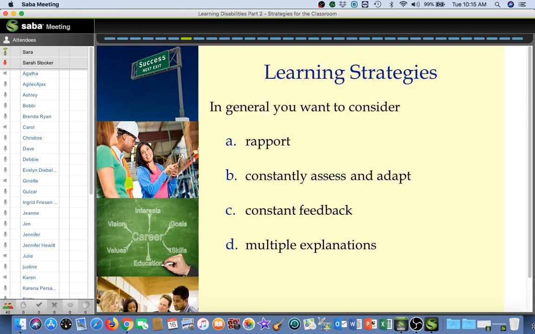Next is constant feedback, and that's really important. Discuss strategies on an ongoing basis and build it into the routine. And we'll be talking about that a little bit as we go through. And offer multiple explanations. An explanation that seems clear to you may not be to your learner, so you need to explain things in different ways and using different learning styles.